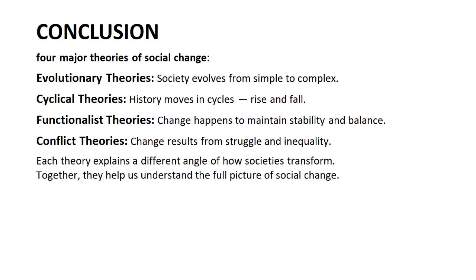To conclude, evolutionary theories explain how society evolves from simple to complex. Cyclical theory explains how history moves in cycles, that is, rise and fall. Functionalist theories say that change happens to maintain stability and balance, and conflict theory says change is the result of struggle and inequality. Each theory explains a different angle of how societies transform. Together they help us understand the full picture of social change.